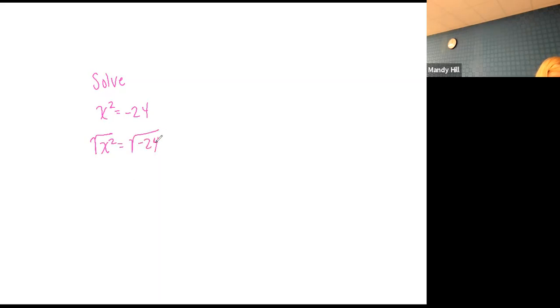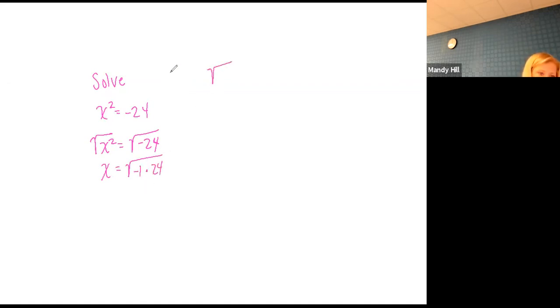Okay, now, we know something about this. We know that we can't get a real number if we take the square root. But we also know now that we can divide that into negative 1 times 24.